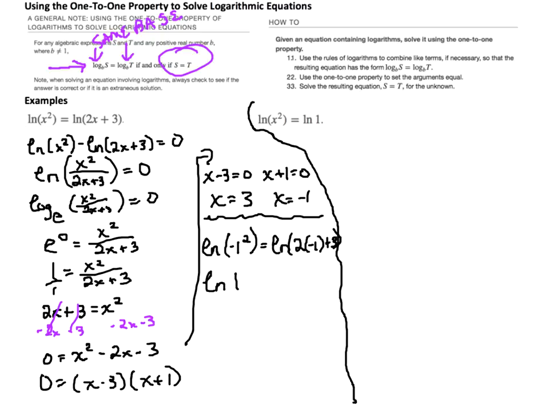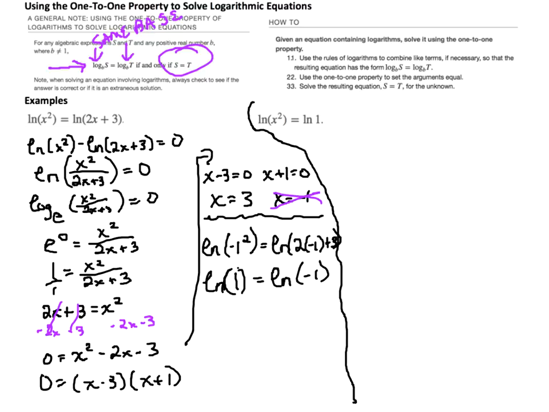Although this is the ln of 1, this is the ln of negative 4 plus 3, which is negative 1. And you can't raise e to any value to get a negative number. So the book had a mistake in it. Negative 1 is not a solution there.